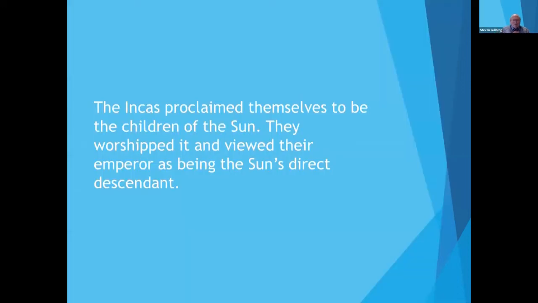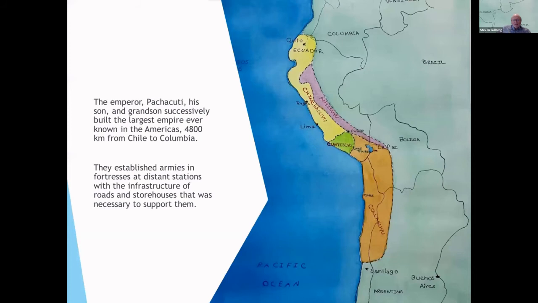The Incas thought themselves to be the children of the sun. They worshiped it and viewed their emperor as being the sun's direct descendant. And here is where the Inca Empire was, along the west coast of South America, starting in the very southern parts of Colombia, going through Ecuador and through Peru, Bolivia, and into Chile and the upper part of Argentina.